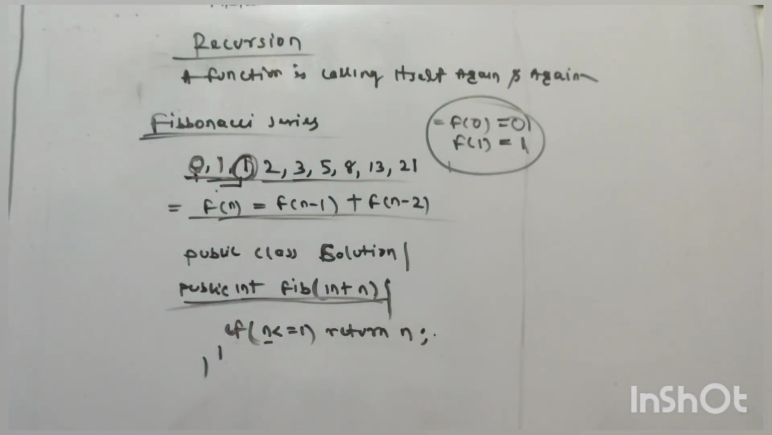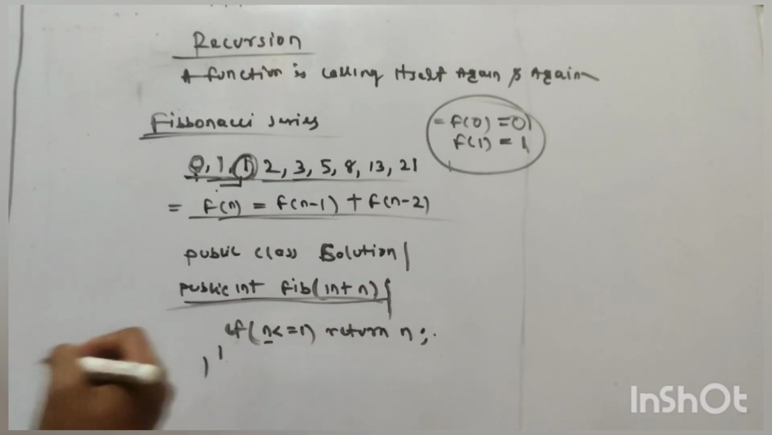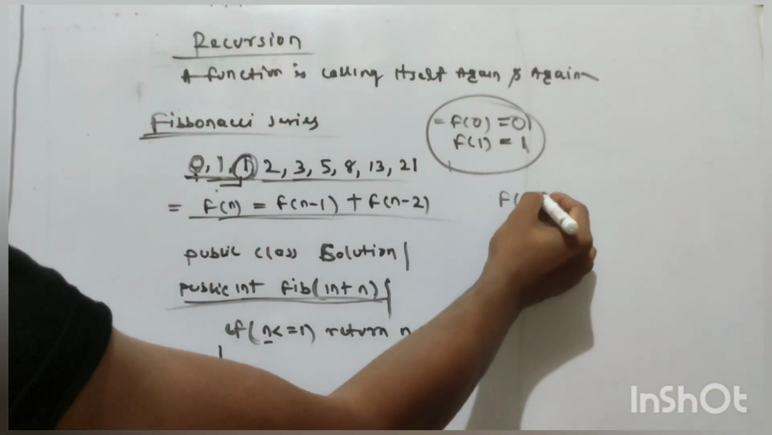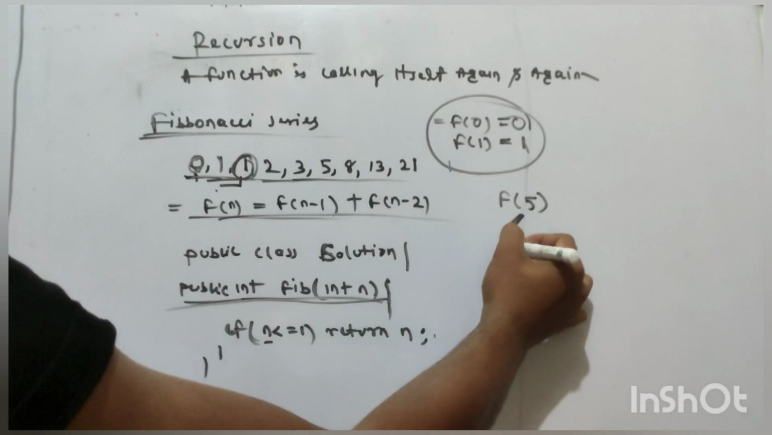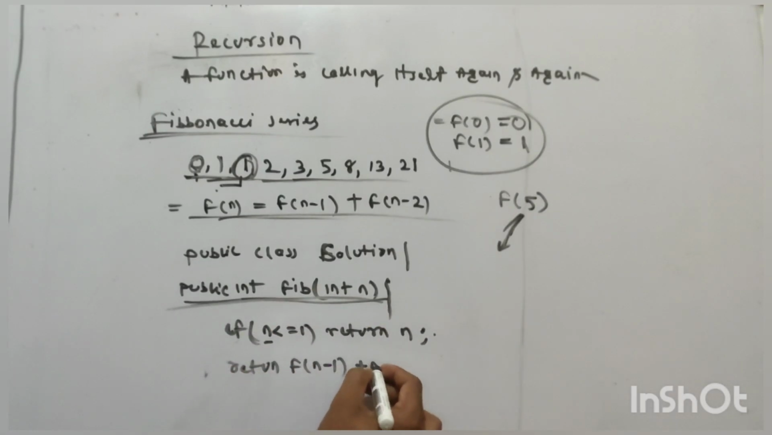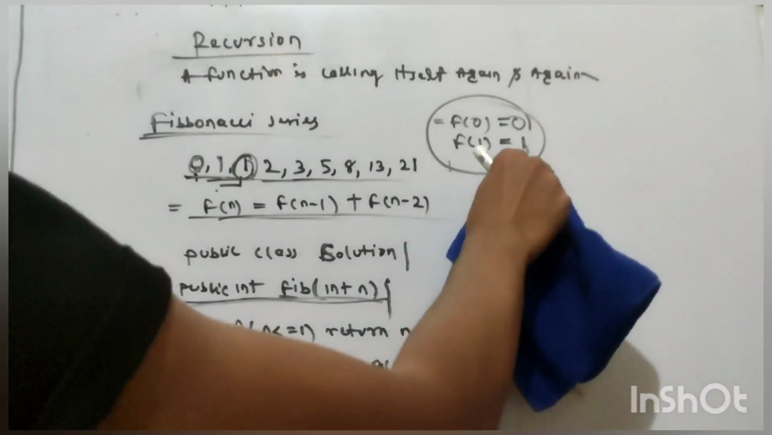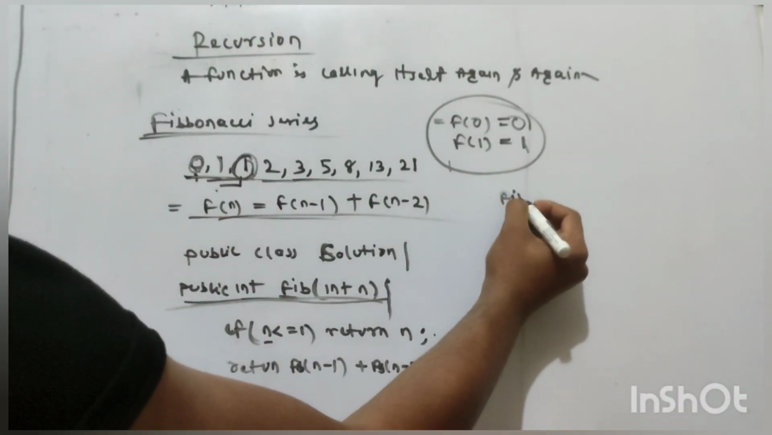I'll show you the tree diagram basically. Suppose the client wants to know about f of 5. I will calculate all those things and show you step by step. F of 5. That is the base case I put here, but it is not yet completed. I return f of n minus 1 plus f of n minus 2. Okay, for that, f of 5.